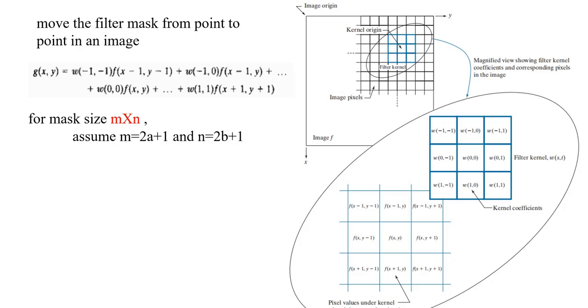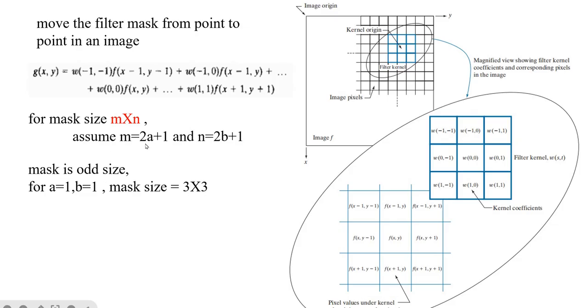That is, if we give a is equal to 1 and b is equal to 1, then the mask size will become 3 cross 3. So it will be odd. The mask size will be odd when we substitute a is equal to 1 and b is equal to 1, as the mask size will be 3 cross 3.